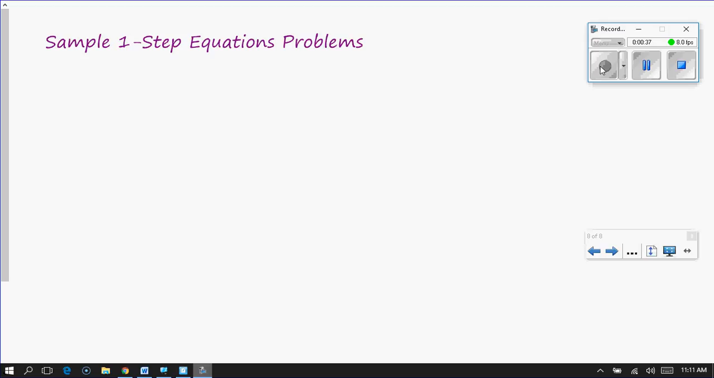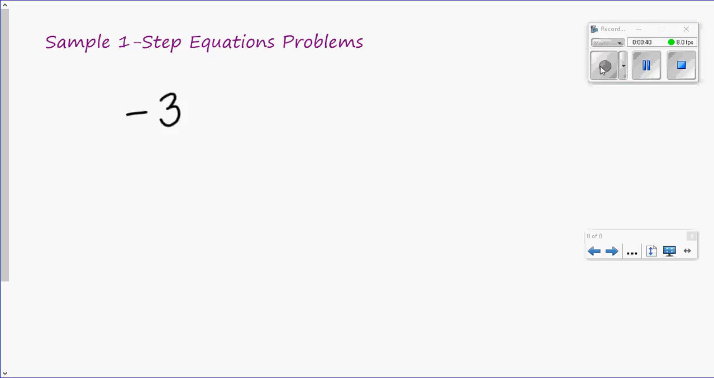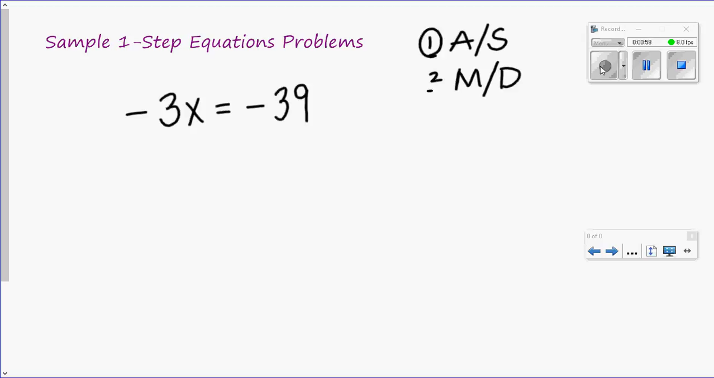Okay, the first problem I'm going to give you is negative 3x equals negative 39. I want you to figure out, first of all, is this an add, subtract, multiply, or divide problem? It's either going to be an add/subtract problem, or it's going to be a multiply/divide problem. Hopefully you knew that this one was a multiply/divide problem.